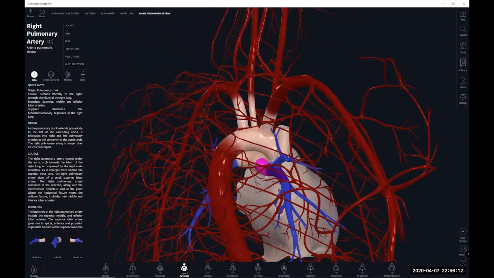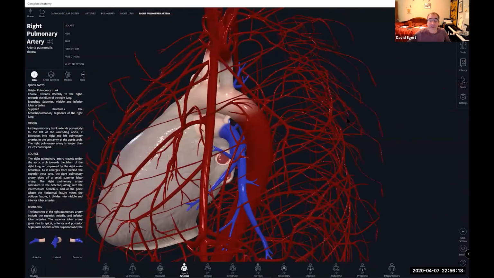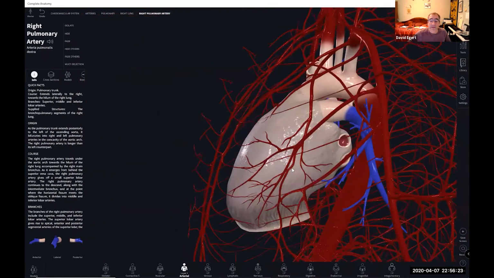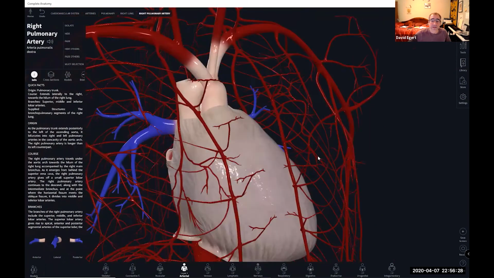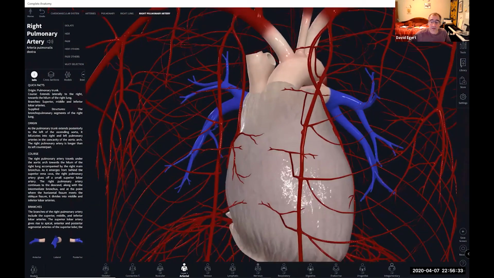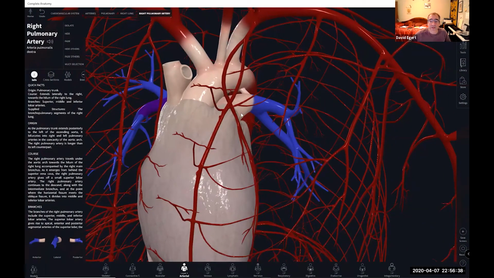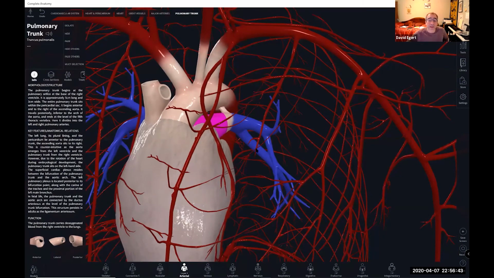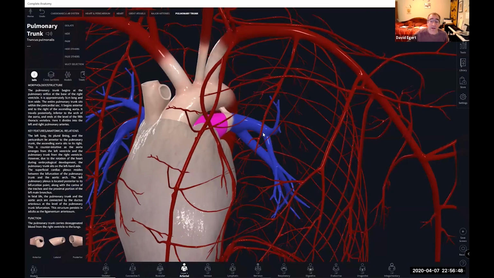Blue. They are blue because, remember, these are the things that are coming off the pulmonary trunk. Let me not make you seasick here. So basically the pulmonary trunk is coming out the front here. There's the pulmonary trunk. And then the pulmonary arteries are blue because they are carrying deoxygenated blood to the lungs.